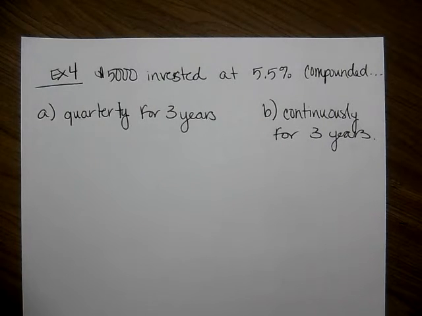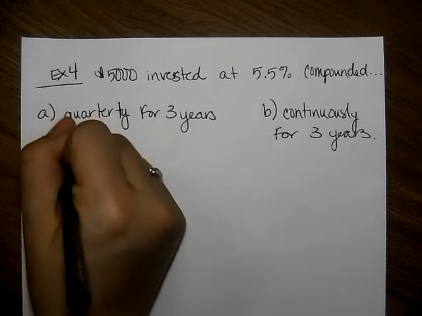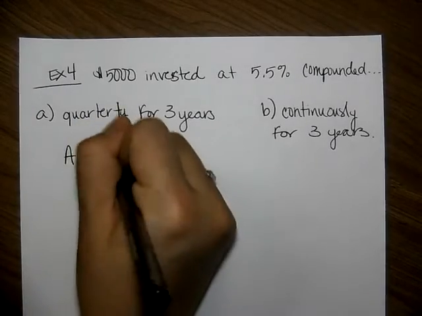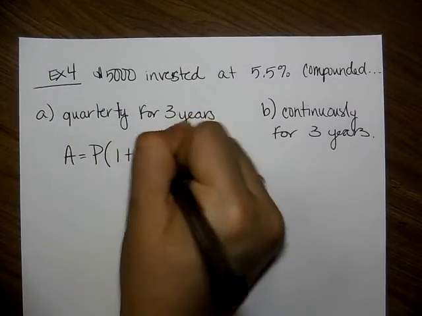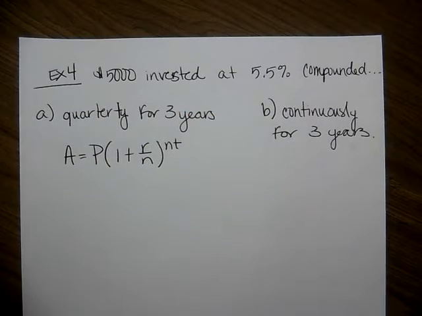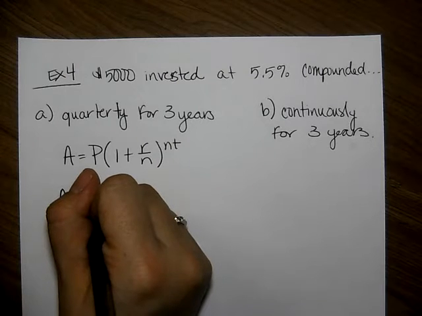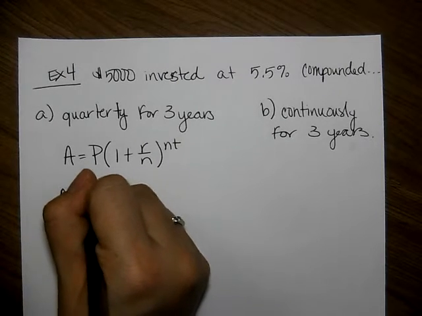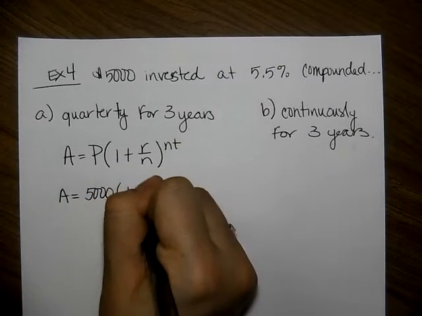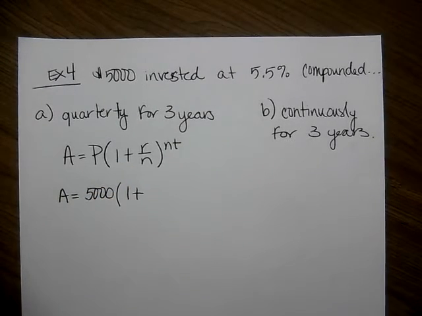Okay, so compounded quarterly means what? Which one do we use? PERT or the other one? The other one. So I'm going to use A equals P times 1 plus R over N to the NT. And let's think about what all those pieces represent. A is the amount of money we're going to have after the 3 years, isn't it? So that's what we're looking for. P is 5,000. 1 plus R. Now R has to be in decimal form. The rate was 5.5. What is that in decimal form?